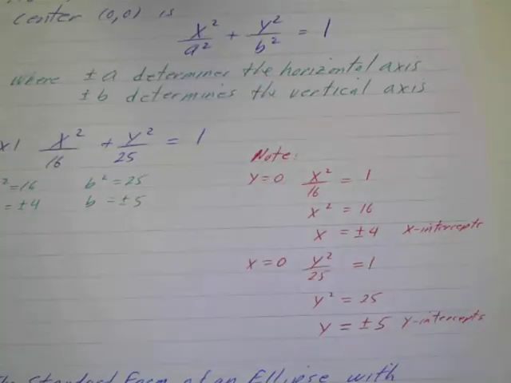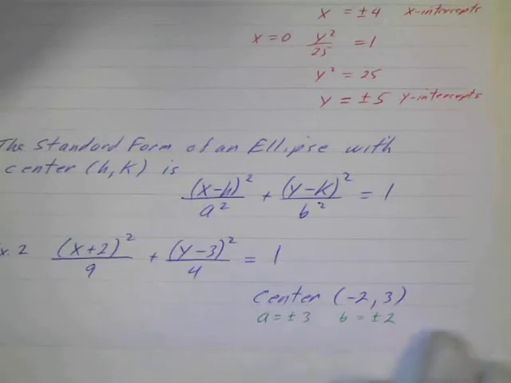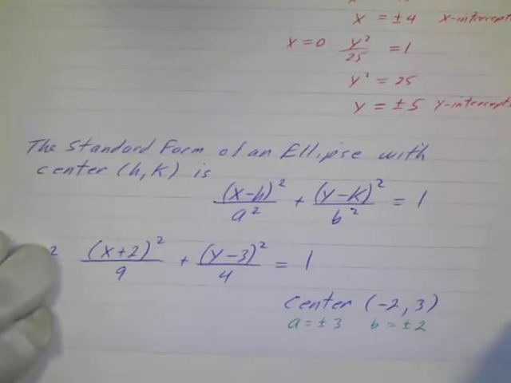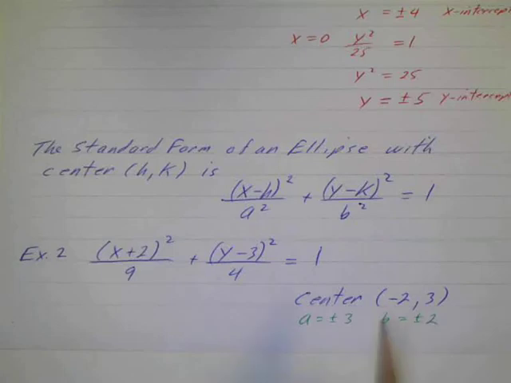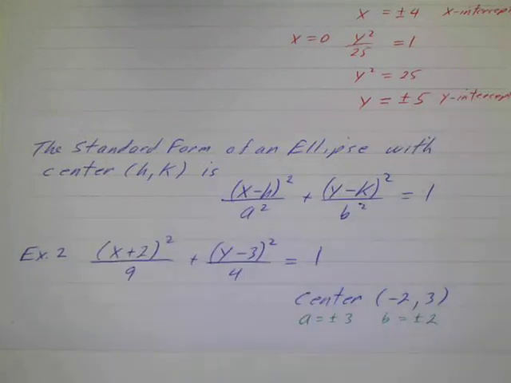Now, if we have an ellipse that's not centered at the origin, let's take a look at this here. Then the standard form of the ellipse with center (h, k) is given by (x minus h) squared over a squared plus (y minus k) squared over b squared equals 1. If you just look at the top, it looks a lot like the circle. And again, we already know that a and b are going to determine the horizontal and vertical axes, but in this case, from the center.